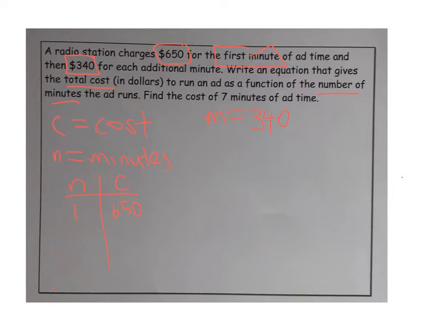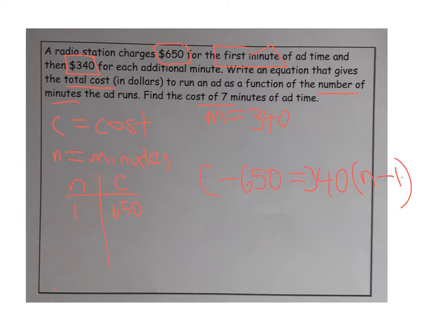So now I'm going to just plug in my numbers here. I'm going to treat c as if it's going to be my y, because that's the thing that depends on the number of minutes, and n is going to be like my x. So it's going to end up being c, the cost, minus 650 is equal to 340. So that's my slope. And that's going to be the number of minutes minus 1. So that's an equation that should work.